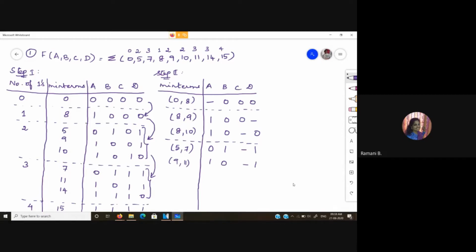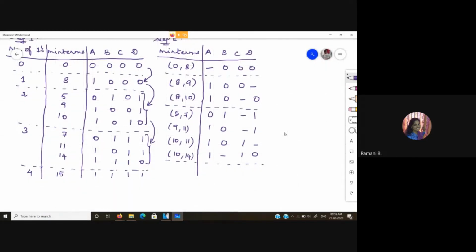Then 10, 7 is not possible. 10, 11 gives 1, 0, 1, dash. And 10, 14 gives 1, dash, 1, 0. And lastly we compare 7, 11 and 14 with 15. So 7, 15 gives dash, 1, 1, 1. 11, 15 gives 1, dash, 1, 1. And 14, 15 gives 1, 1, 1, dash.